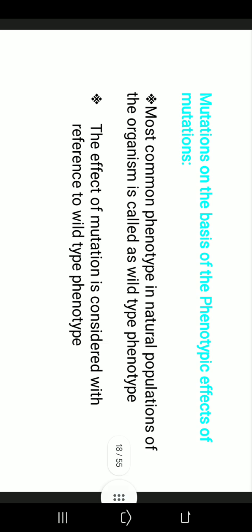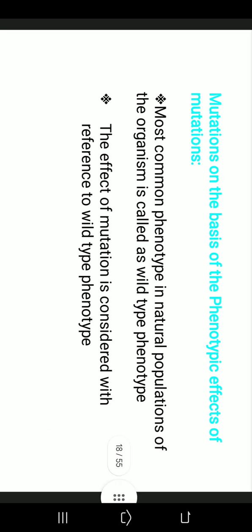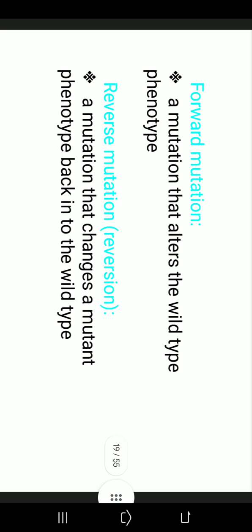Mutation on the basis of the phenotypic effects of mutation. The most common phenotype in natural populations of the organism is called the wild-type phenotype. The effect of mutation is considered with reference to the wild-type phenotype. Forward mutation: a mutation that alters the wild-type phenotype. Reverse mutation: a mutation that changes the mutant phenotype back into the wild type.